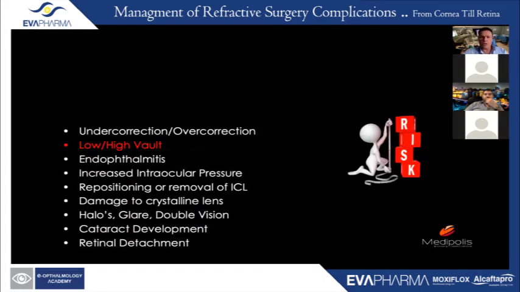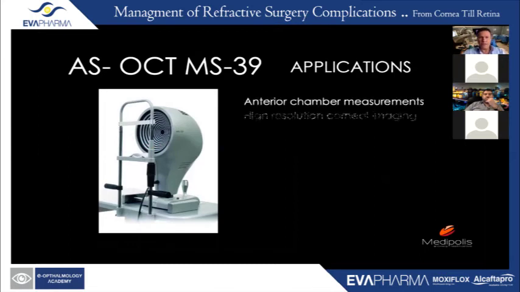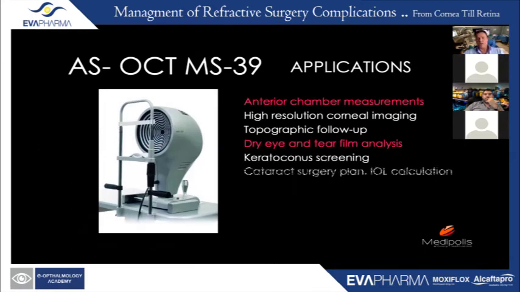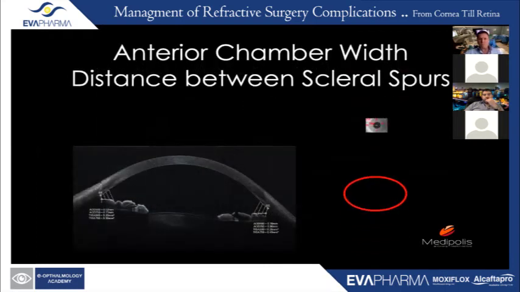Now, what about low vault and high vault? There are a lot of discussions about how to deal with it and how to do it, and I will share with you my tips and tricks. Again, I'm using the OCT MS39 from CSO, and it does a lot of things. But for ICL surgery, anterior chamber measurements and dry eye film analysis, as I already pointed out, are the ones I'm looking into on this machine.